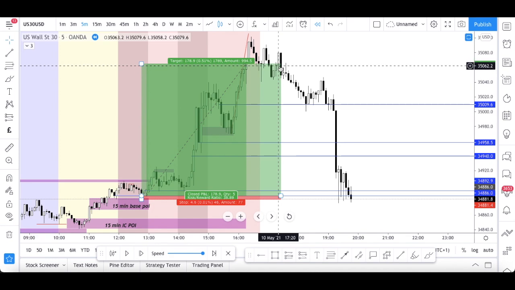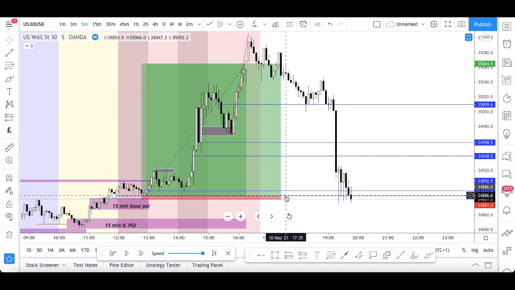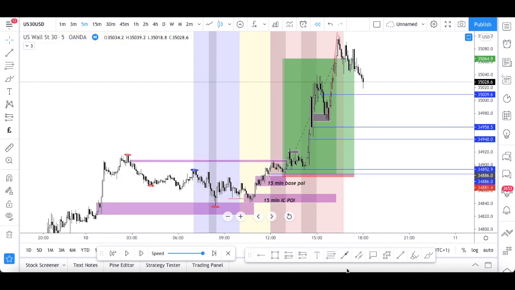As we can see, it was a very good decision to take our profits up in this area, because we can see that price actually came back down to our original entry. So there we have the full breakdown of that 1 to 39 buy scenario on US30.